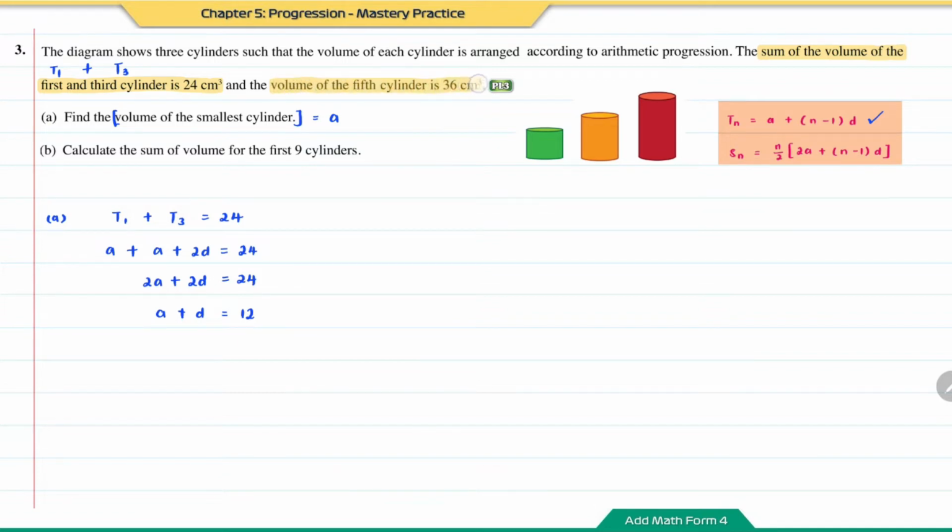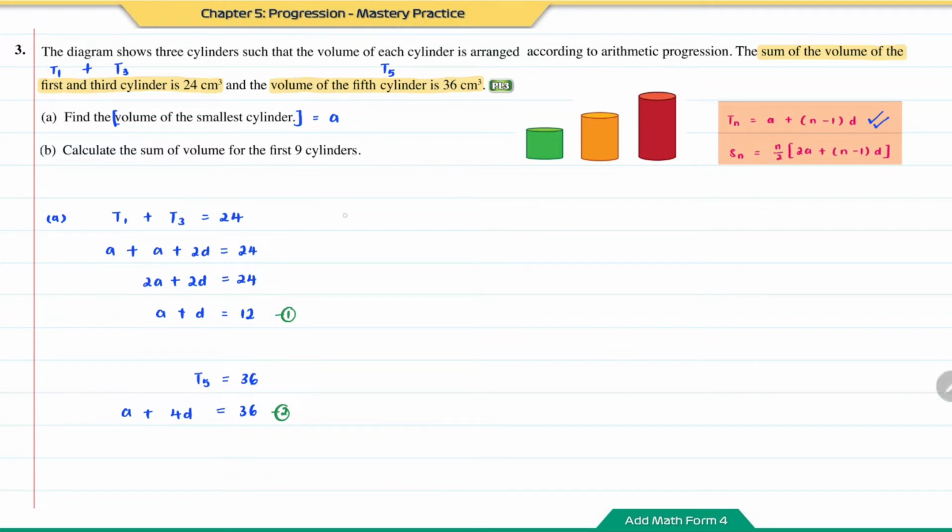Next, from this information, the volume of the fifth cylinder, which is the T5, we know that it is equal to 36. Again, refer to this formula. T5 is equal to A plus 5 minus 1, which is 4D. So 4D equal to 36. So this is the second equation. I'm going to label this as equation 1 and this as equation 2. We're going to use the elimination method in simultaneous linear equations to solve for the A and D.